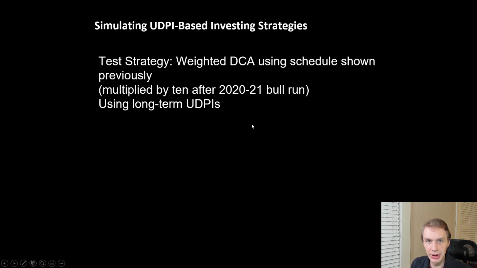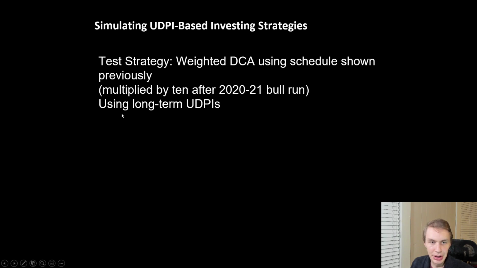Okay, so let's look at the actual nuts and bolts of the comparison we're going to be doing here in these simulations. The test strategy I'm going to be looking at is that weighted DCA strategy I just showed, with that schedule that we just saw. One thing I'm going to do in this simulation is multiply all of these values by 10 by the time we get to the top of the 2020 to 2021 bull run. The reason I'm doing that is that you'd have a ton more money at that point than when you start, and so you would naturally be adjusting your DCA amounts up. This is a rough, crude way of doing it, but I think it's fine. Once we get up towards the top of the bull run, you're just increasing the DCA amounts because you have more money to play with. So that's how I'm doing it here.